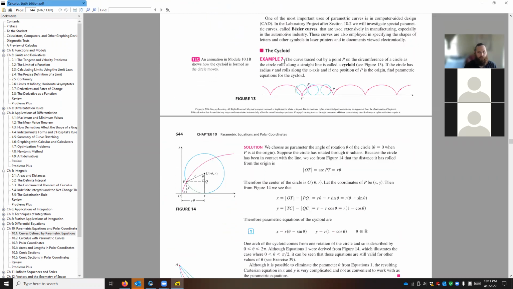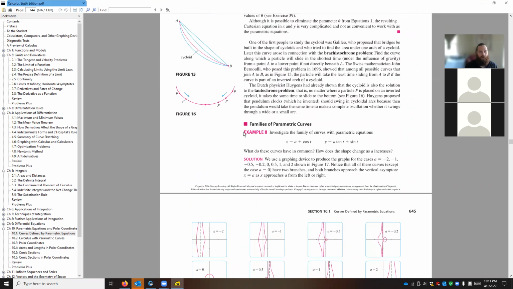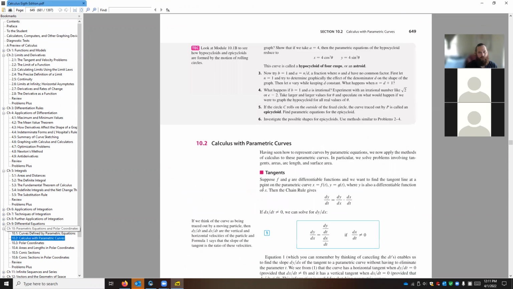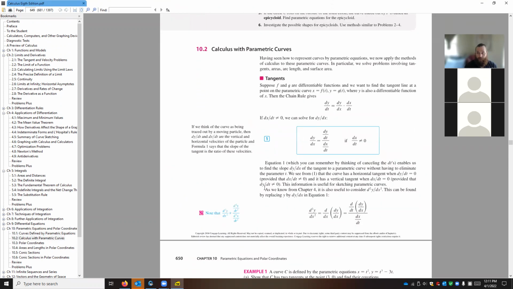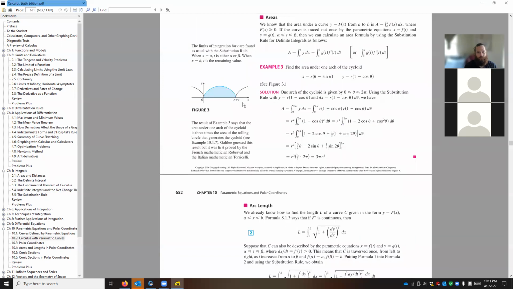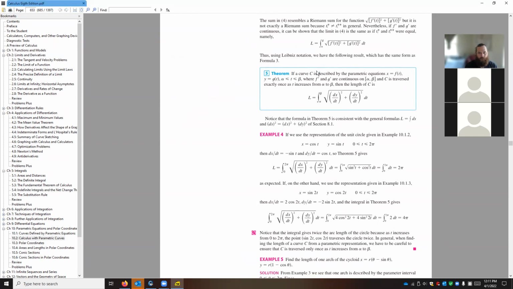These can get quite complicated. We'll work through the cycloid, which is a classic problem. It's very nice. And then we're going to look at how to do calculus in the context of parametric curves. So how to find tangent lines, how to find areas, how to find all sorts of good stuff. Especially exciting for this will be the concept of arc length.